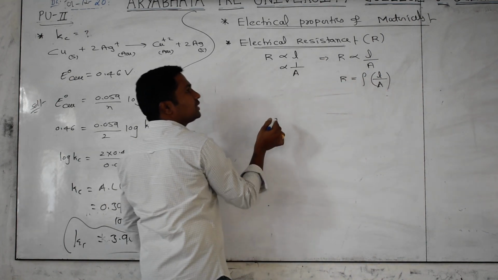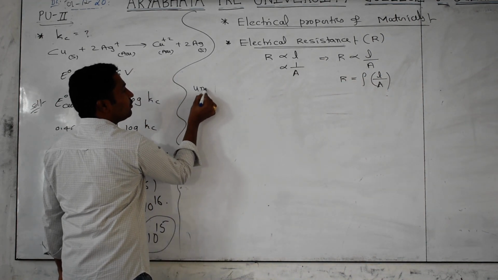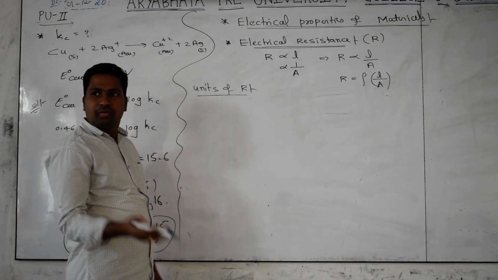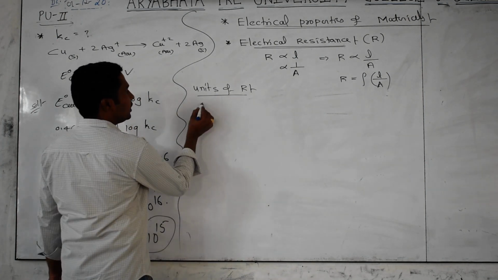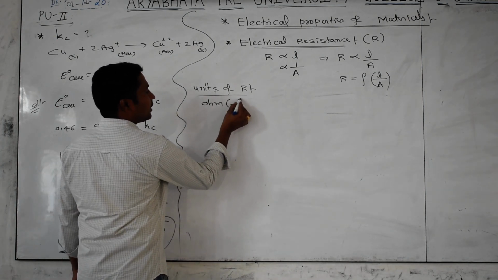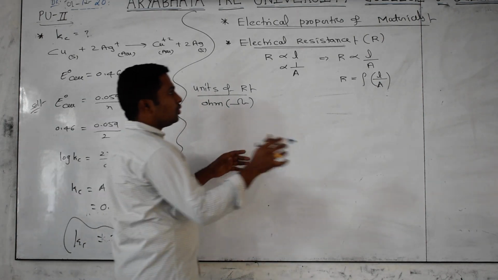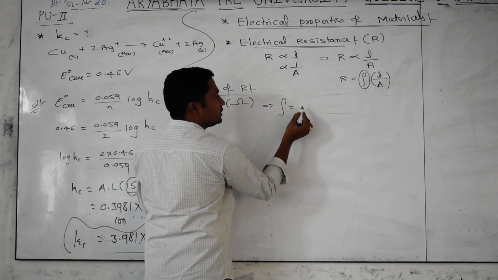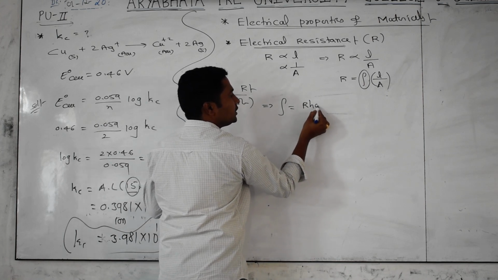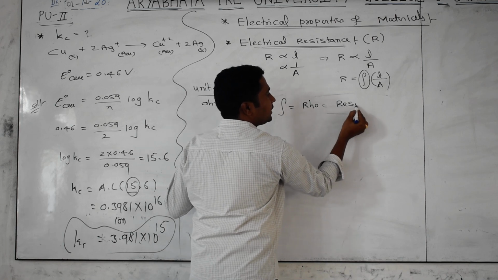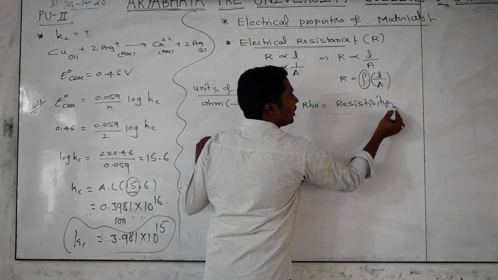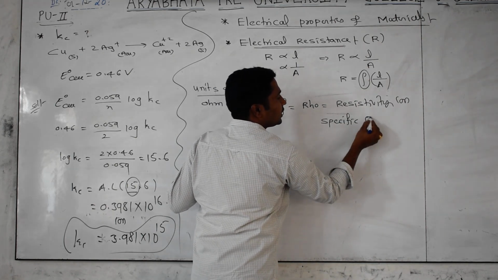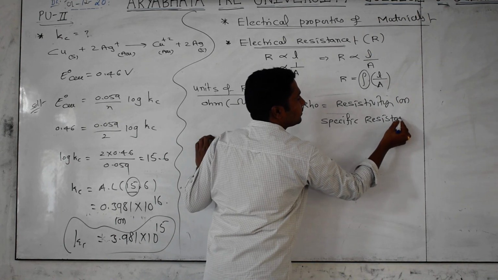Here I want to discuss some important points. What are the units of resistance? Ohms. Now what is the meaning of rho? This is called rho. Rho is nothing but resistivity. Resistivity is also called specific resistance. Both have the same meaning.